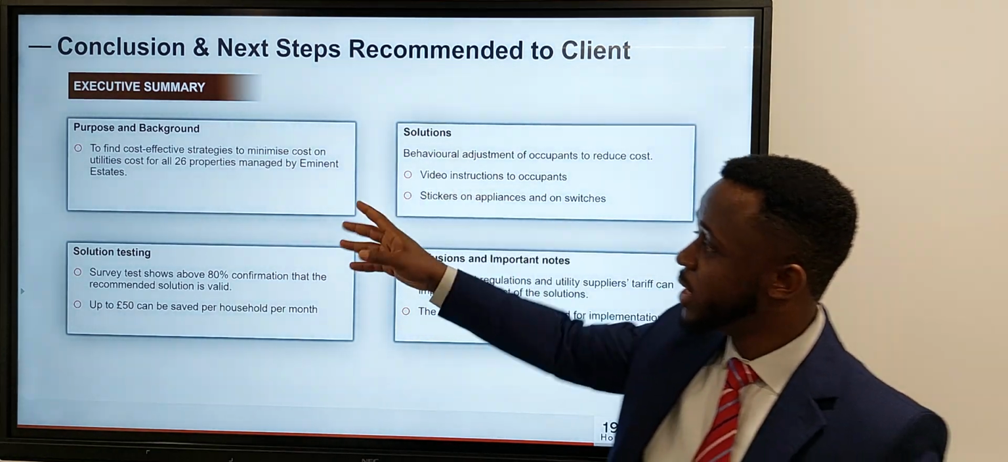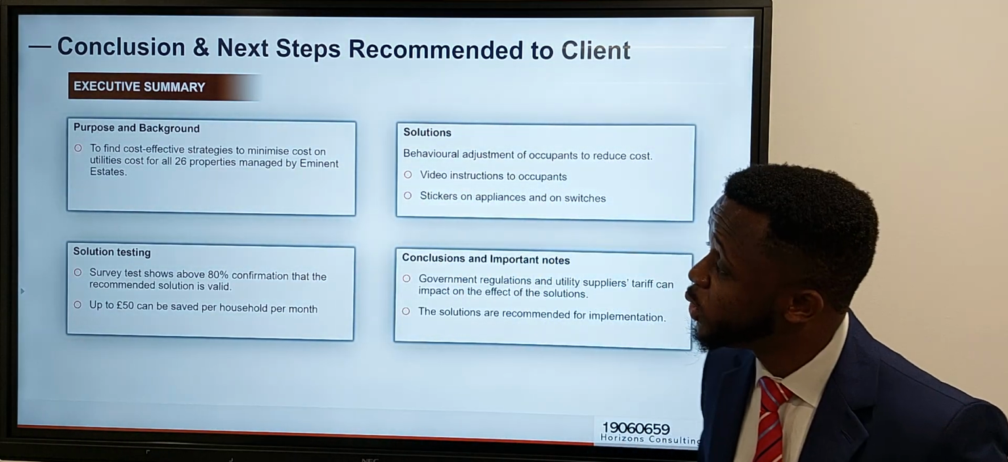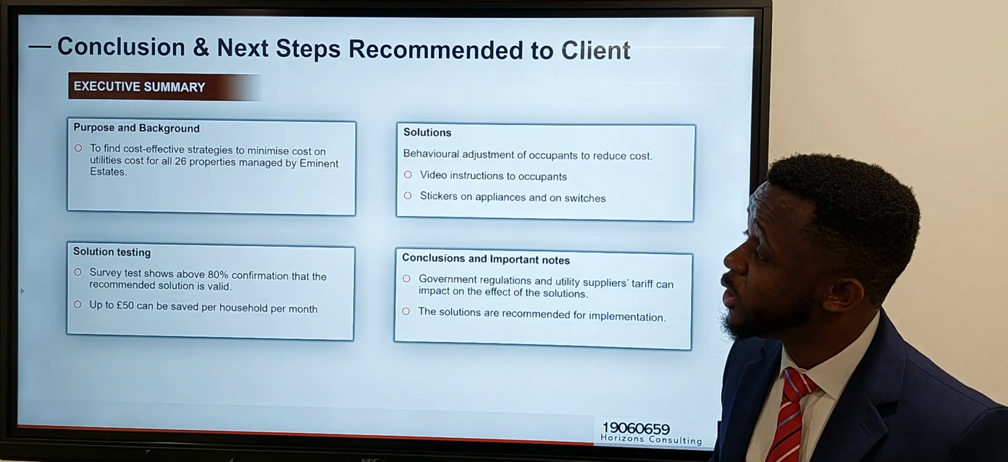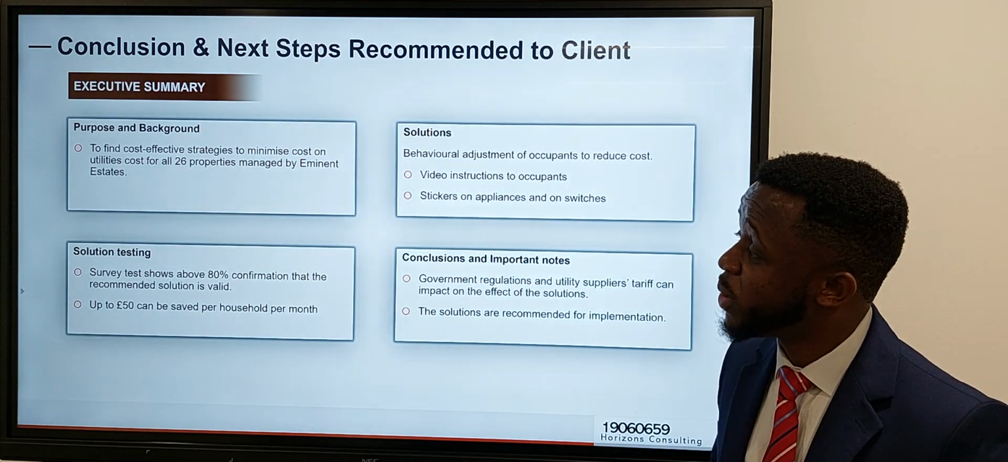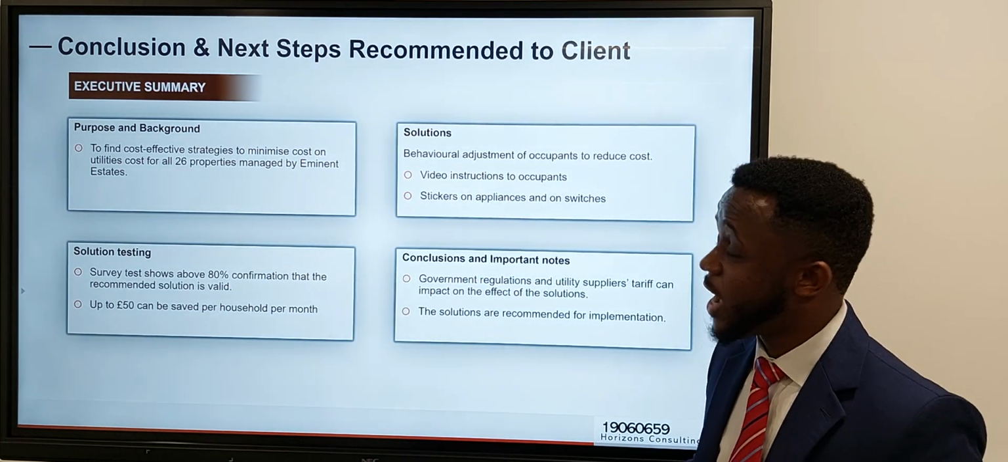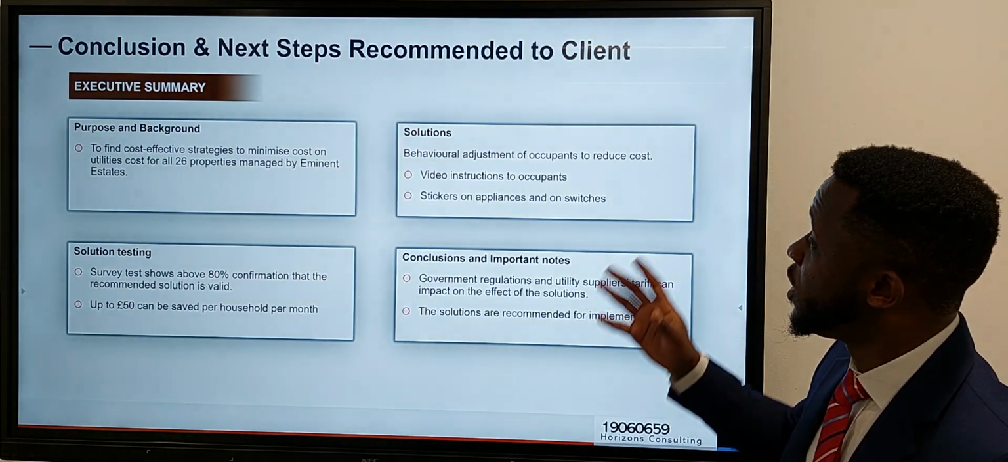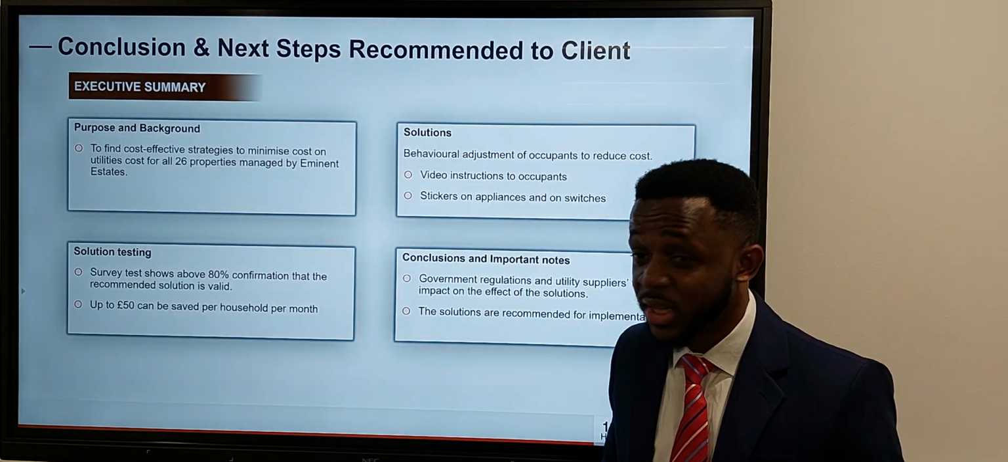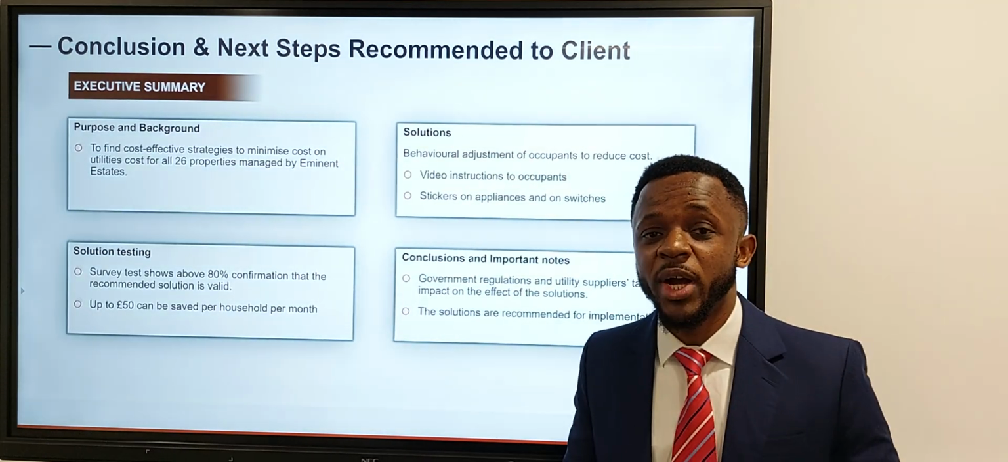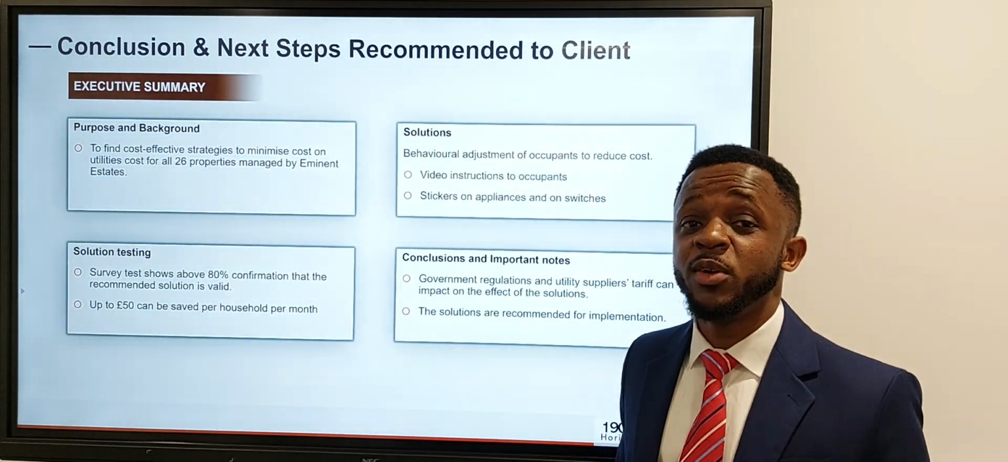The client said the goal is to find ways to reduce costs and minimize utility spend for all 26 properties currently managed by our client, and the approach that we have given is to adjust the behavioral pattern of the occupants and to see how that adjustment can reduce the cost.